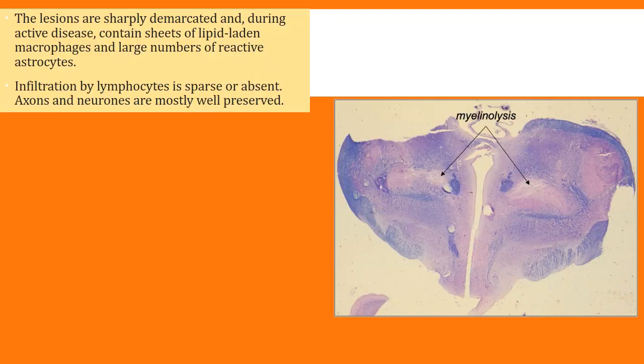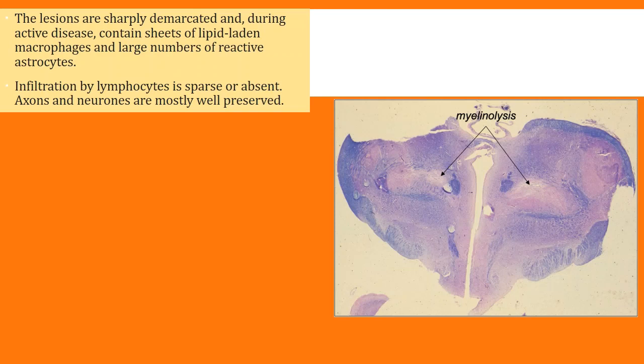The lesions are sharply demarcated, as you can make out here. So this is the zone of myelinolysis that has been shown affecting the basis pontis. During the active disease, it contains lipid-laden macrophages, as we have discussed in multiple sclerosis. So features of demyelination with lipid-laden macrophages and a gliotic background will obviously be present.